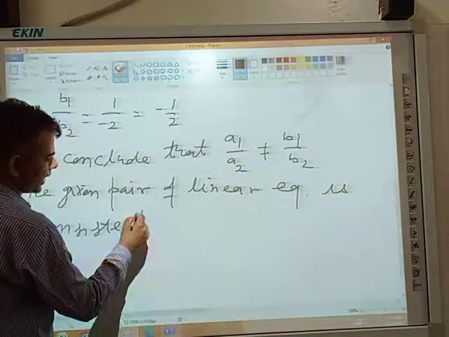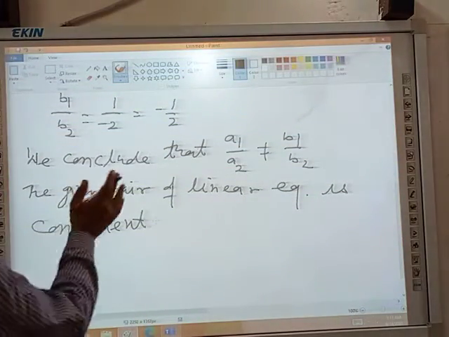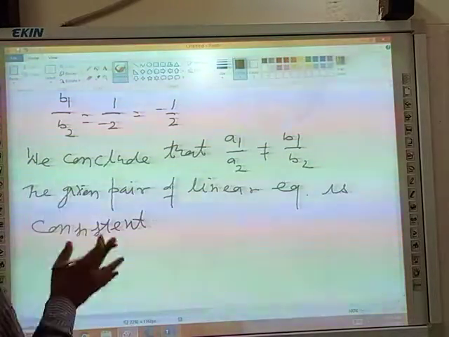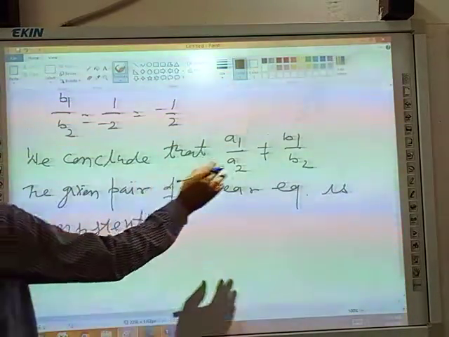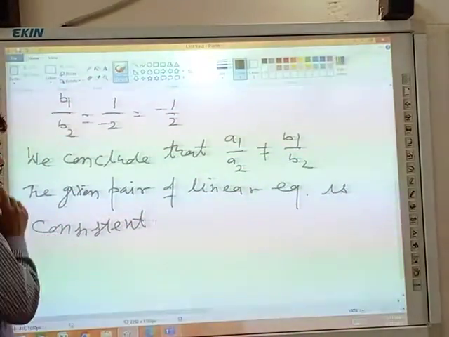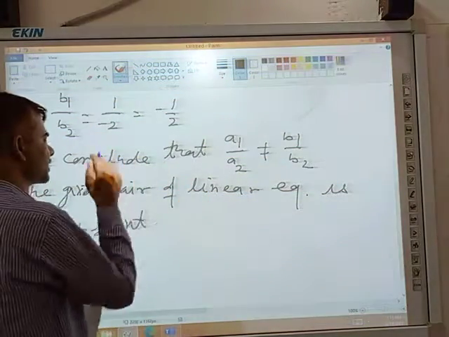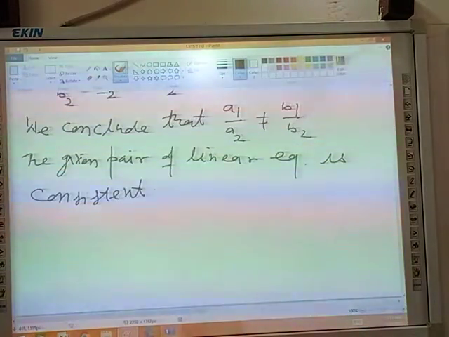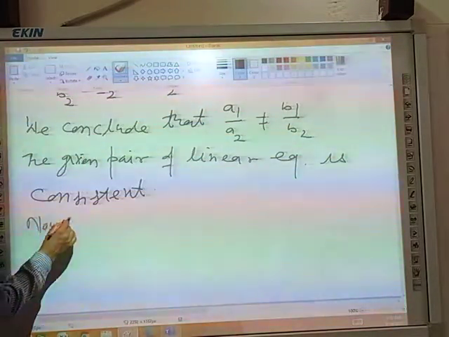Students, first of all, we will check whether it is consistent or inconsistent. If it is consistent, we will draw the graph of the given pair of linear equations. If it is inconsistent, there will be no need to draw the graph. You will write the given pair of linear equations is inconsistent, and the question is finished here. Now, since the given pair is consistent, we will draw the graph.